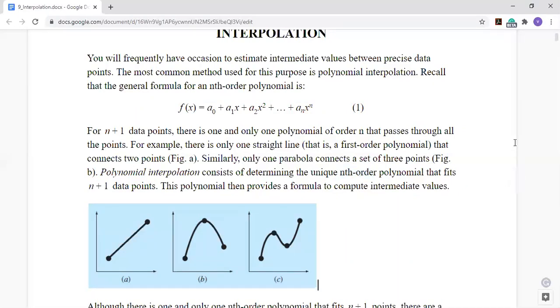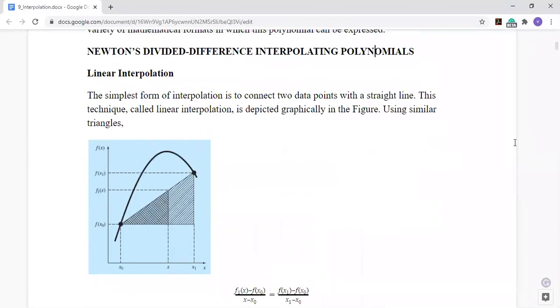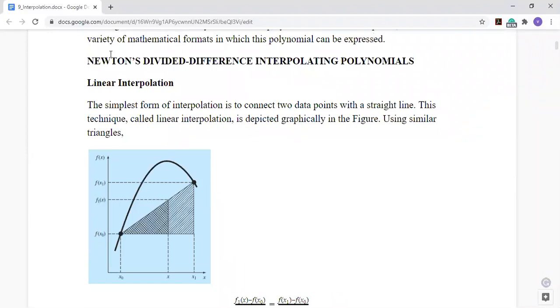There are different methods, and we'll actually consider two. The first one is Newton's divided difference interpolating polynomials, while the second one is the Lagrange polynomial. From Newton's divided difference, we have different methods based on the order of the polynomial. So we start with linear interpolation. Like I said, in linear interpolation you have 2 points. The least number of points you'll be given is 2 points. Since you are given 2 points, it's just a first order polynomial you can use, and a first order polynomial is a linear line.